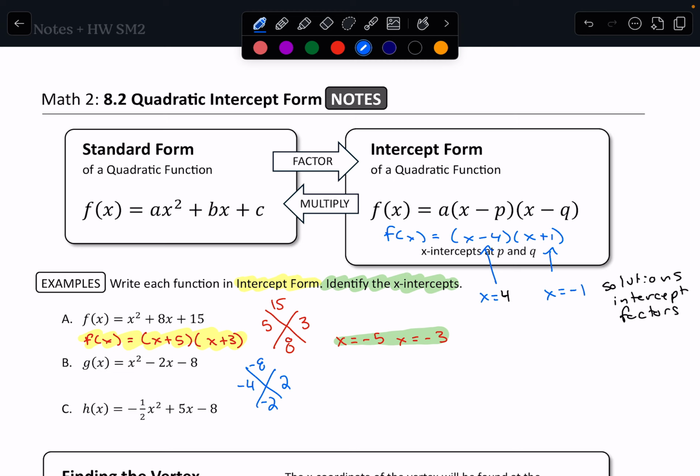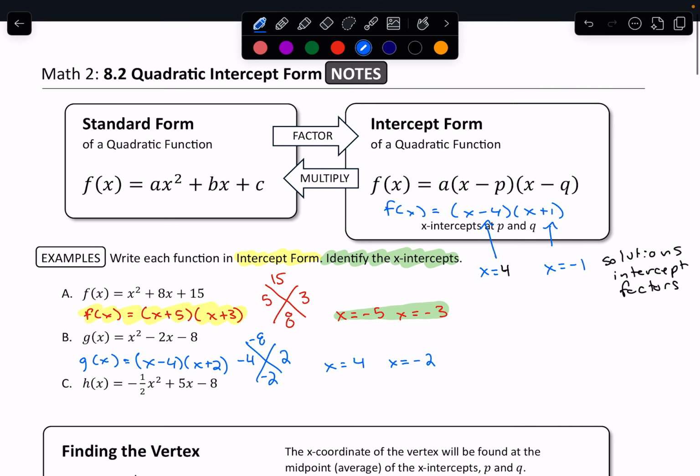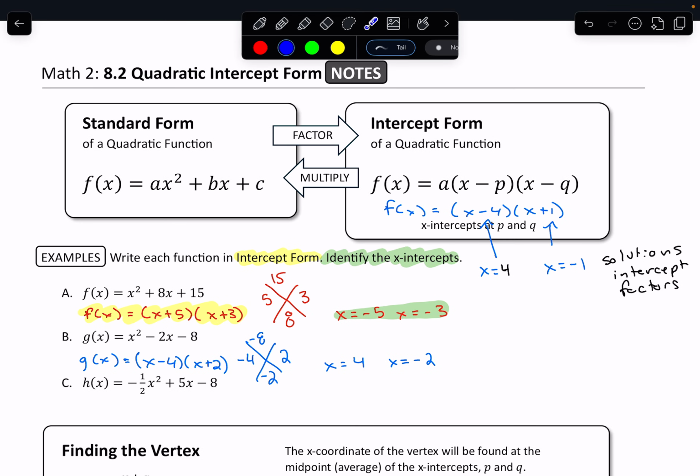I know I'm going through this factoring part quickly, but we've been doing this multiple times this year, so I don't want to get hung up on that part of the lesson. So my g of x function, I can rewrite in intercept form as (x minus 4)(x plus 2). That tells me that my intercepts are going to be at x equals +4 and x equals -2. Remember, your intercepts happen at the opposite values of what you get inside the parentheses.